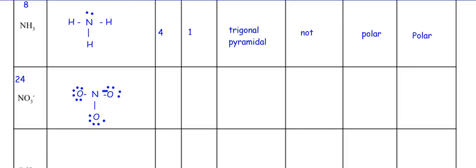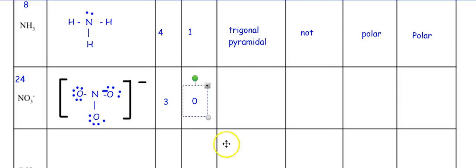Now because it's ionic, has an ion, I need to put brackets around it and the charge. I don't know if you remember doing that or not. So how many electron groups do I have? I have 1, 2, 3. Remember, this is 1 unit, so I have 3 electron groups. How many lone pairs do I have? None. What would that shape be? Trigonal planar. Is it symmetrical? Yes. If it doesn't have any lone pairs, it is going to be symmetrical.